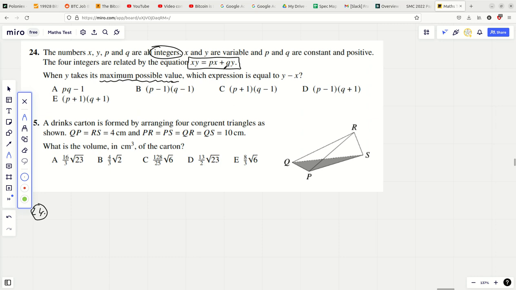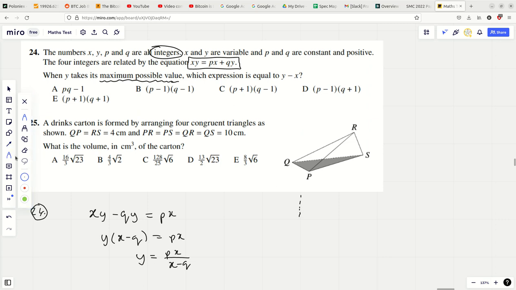Well, I'm thinking draw a graph. It would be lovely to draw a graph, get an idea, isolate y, and draw a graph. So xy minus qy is px, and if I isolate y by making that x minus q, I can quickly get the graph, which is y equals px over x minus q. That's not too difficult to draw, so let's actually draw this out nicely. I hope this is going to be a nice enough diagram to show you what I'm talking about.